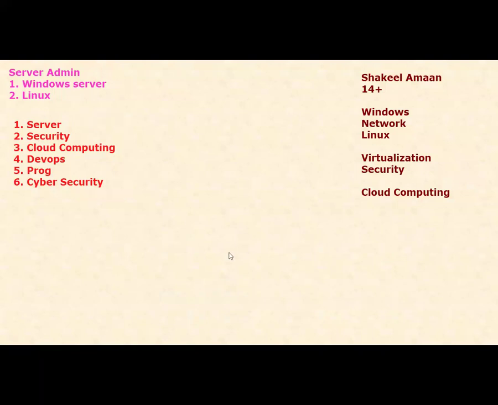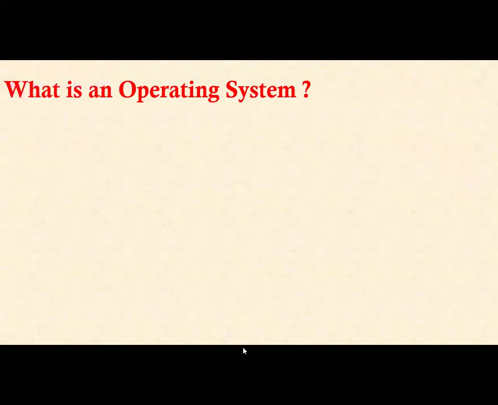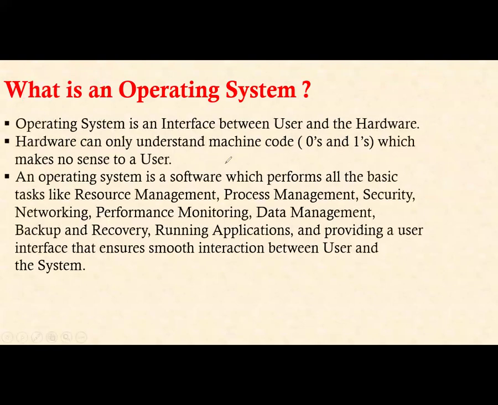Okay, done. Now let us go a bit more deep into the session and see what the differences are between a Linux server operating system and a Windows server operating system. First of all, what is an operating system? We know this very well. Linux and Windows, everything is an operating system. Any operating system, we say, is an interface between the user and the hardware.